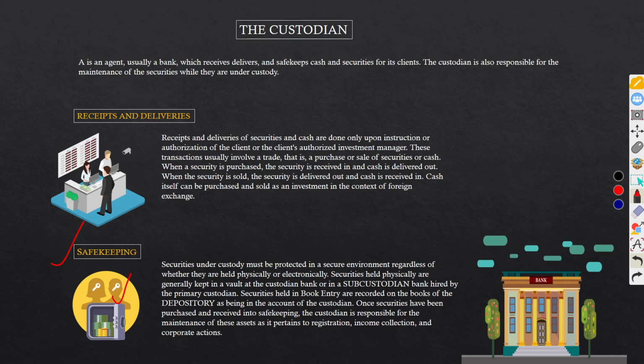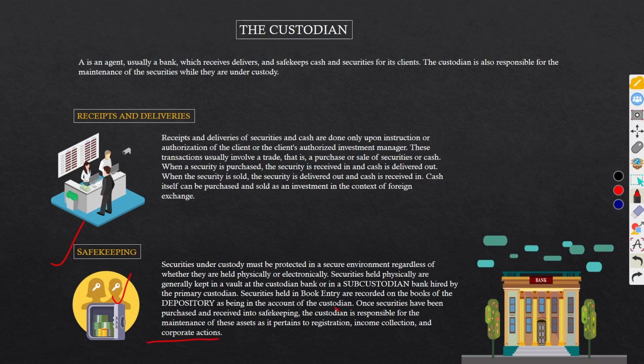Securities held physically are generally kept in a vault at the custodian bank or in a sub-custodian bank hired by the primary custodian, and securities held in book entry are recorded on the books of the depository as being in the account of the custodian. And once securities have been purchased and received into safekeeping, the custodian is responsible for the maintenance of these assets as it pertains to registration, income collection, and corporate action.